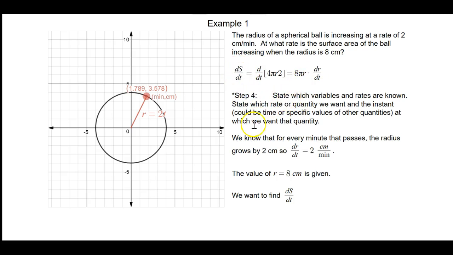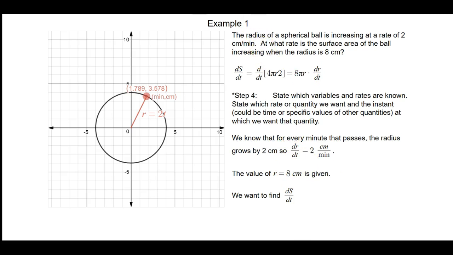So that leads us to step 4. State which variables and rates are known. And so like I said before, dr dt is 2 centimeters per minute. We were given that's how the rate's changing. And we were asked to find the rate at which the surface area is increasing when the radius is 8. So we're given that this r is 8.